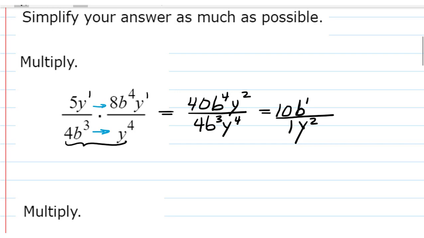In other words, I got the exponents by subtracting. The b had a power of 4 over a power of 3, so 4 minus 3, and it was left in the top. Y had a power of 4 in the bottom, which was larger than the number in the top, so we did 4 minus 2 and left it in the bottom.